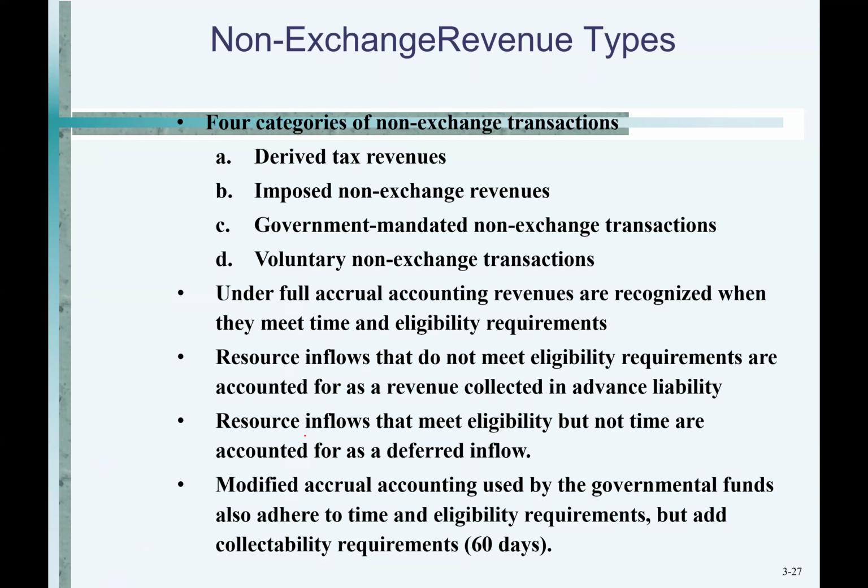Okay. Now, the important thing in this slide, because it's a little bit repetitive, but that last bullet down there, we have the rules that we've seen as we've laid them out, eligibility and time. But for time, for our modified accrual, as we've been discussing, not only do you have to meet the time requirement that's spelled out as to when the funds may be used and whatnot, but they also have to be collectible within 60 days of the fiscal year end.